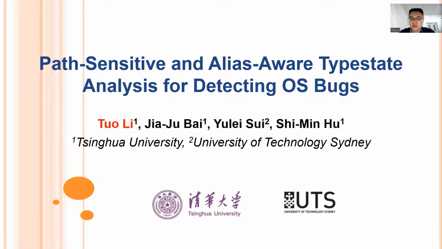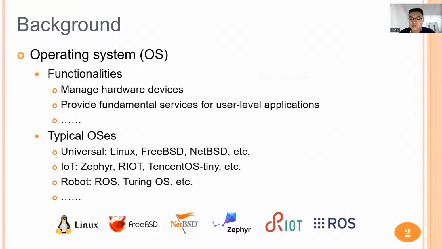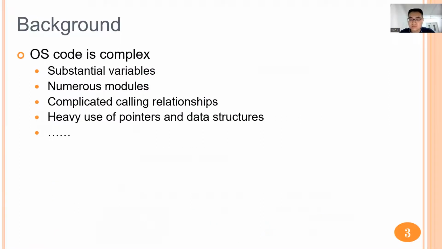I'm very glad to share our paper about detecting OS bugs. OS is a cornerstone for modern computer systems. It manages hardware devices and provides fundamental services for user-level applications. And today, there are various kinds of operating systems.